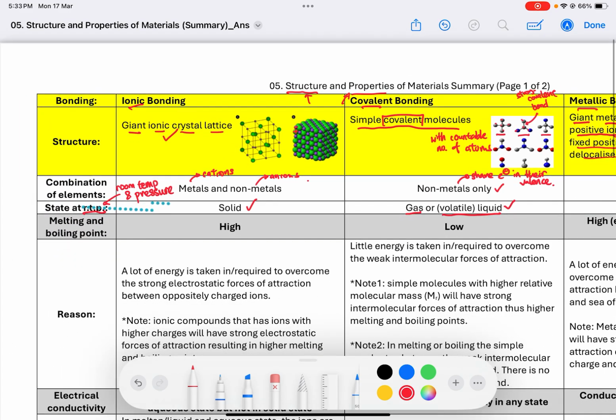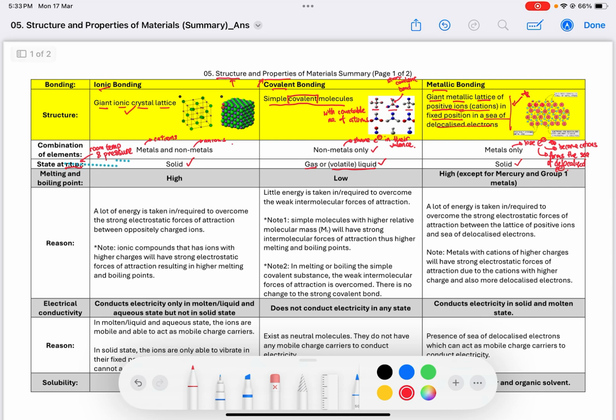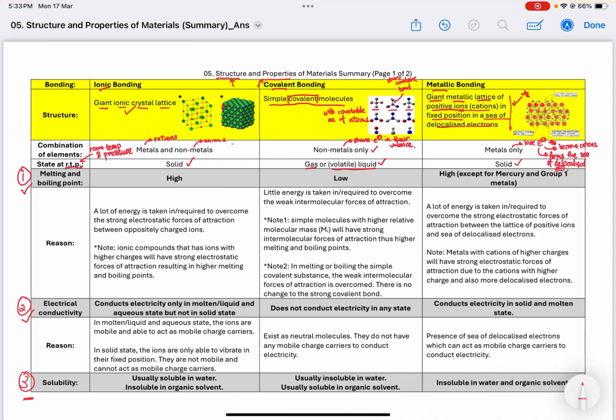Now let's look at the properties. There are three main properties that we're looking at. One is the melting and boiling point. Two is electrical conductivity. Three is the solubility. For melting and boiling point, you will need to explain it. For electrical conductivity, you will need to explain it. For solubility, there's no need to explain it, just need to know the property itself. Okay, so we're going to go through them one property at a time.